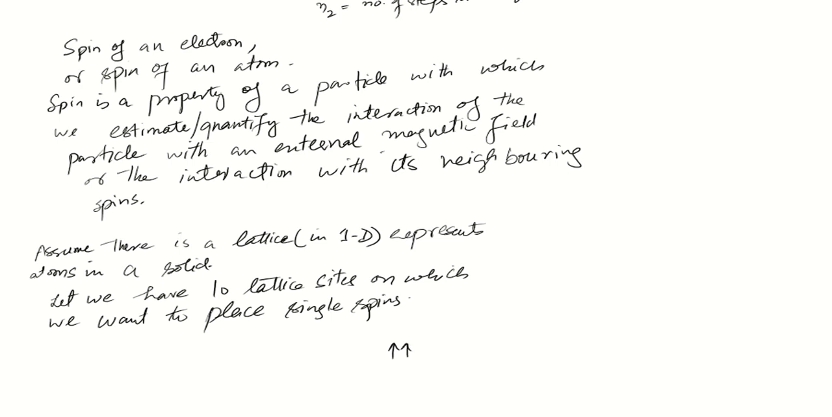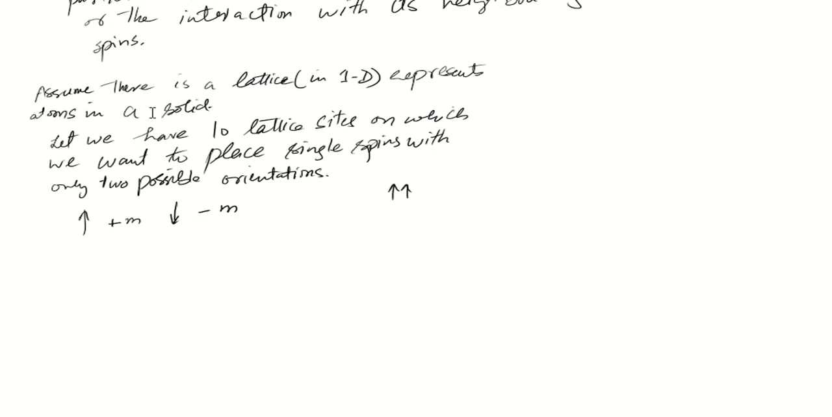Spins are single spins with only two possible orientations. Either they can point up, and then we call it plus m spin, and if it is down, then it is minus m. It can also be called a magnetic moment, depending on whether it is a single electron or a nuclear spin. Here we don't specify, so it can be any of these things.